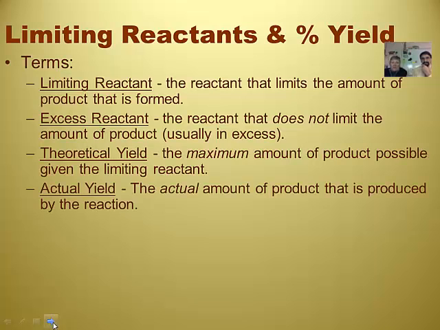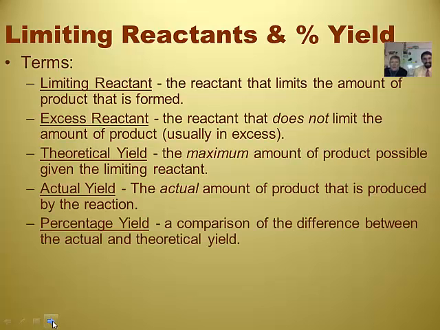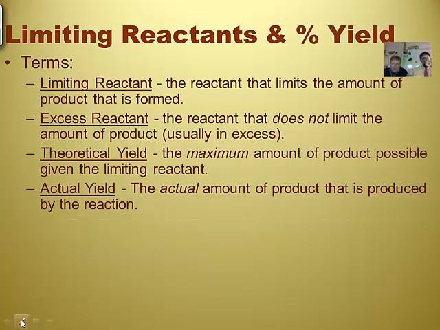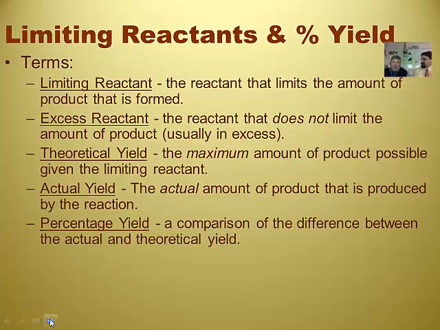The actual yield is if we were to go into the lab, which we'll actually do a lab like this, and produce a certain amount of product. That's going to be the actual amount, after you account for the fact that some of it spilled or you didn't quite measure properly. So theoretical yield is the calculated one. Actual is the experimental. It's what you actually get in lab.